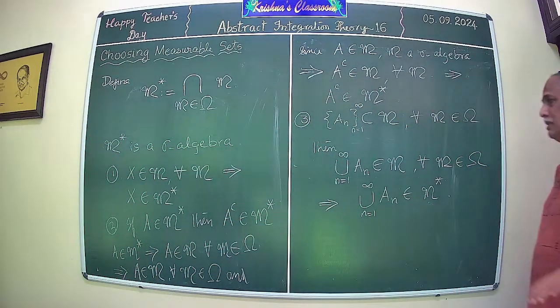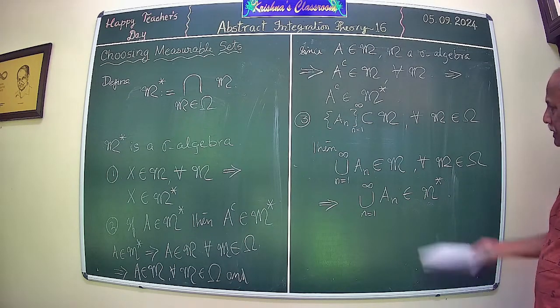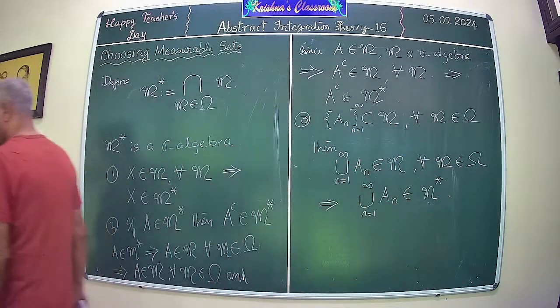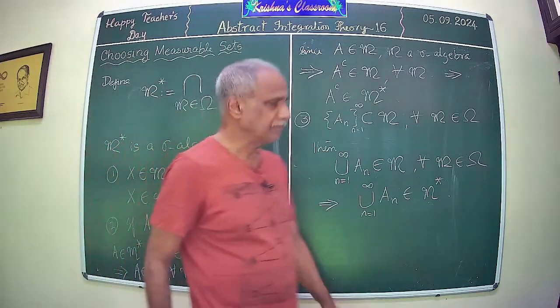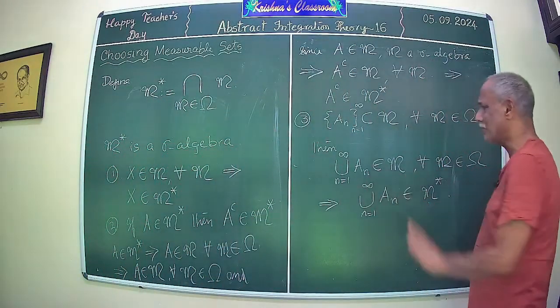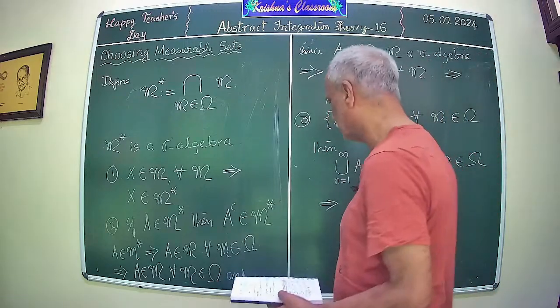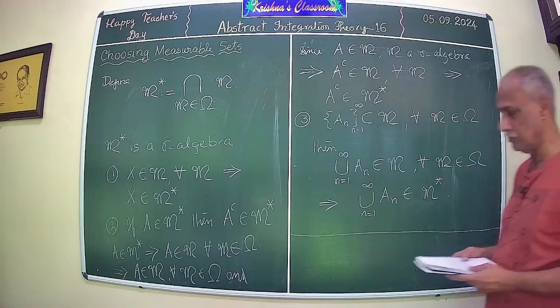Then there are other consequences that would follow. That means the empty set is an element of M star because X is in M star, so its complement is in M star. And then the intersection of all elements of M star is also an element of M star. That also follows the same way, by taking the complementation. Okay, so that completes the proof of this theorem.